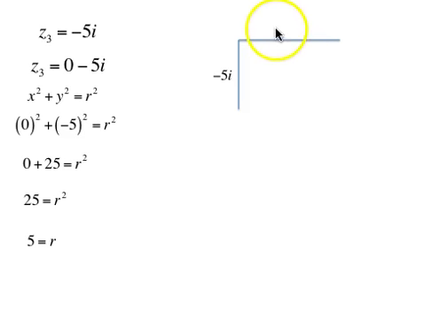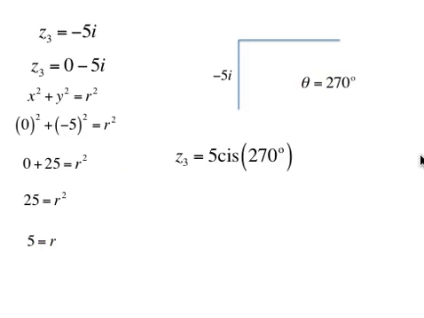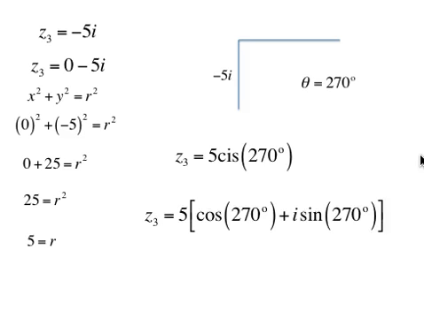The angle, I'm not even going to go ahead and use tangent. Just take a look at this. Starting at the positive x-axis all the way here: 0, 90, 180, 270 degrees. The angle theta there is 270 degrees. So this complex number could be thought of as r cis theta, 5 cis 270 degrees. Writing it longhand, of course, 5 cos 270 plus i times the sine of 270.